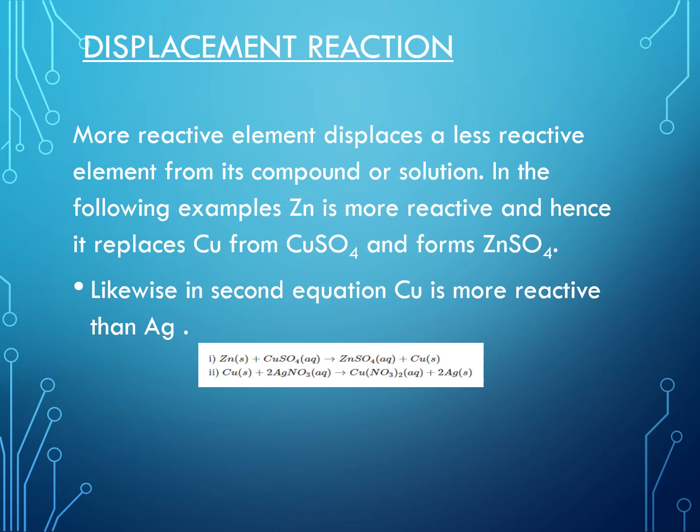Displacement reaction, as the name suggests, it displaces. The more reactive element displaces the less reactive element from its compound. Like zinc is more reactive, so it will displace copper from copper sulfate. Copper sulfate is a compound, and when we keep zinc and copper sulfate together in aqueous form, that means in solution form, what will happen? The zinc will replace copper from copper sulfate and a new compound is formed, zinc sulfate, and copper is kept away. Similarly, if copper reacts with AgNO3, copper displaces silver.